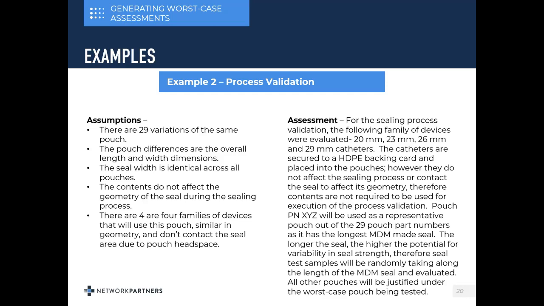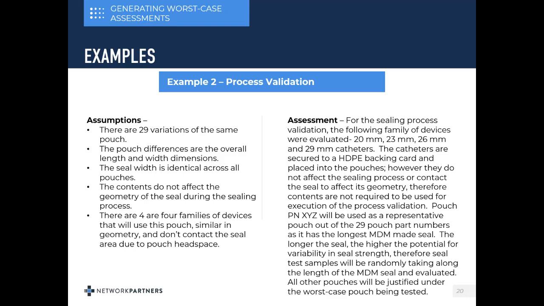So what's my assessment for this example? For the sealing process validation, the following family of devices were evaluated: a 20, 23, 26, 29mm catheter. Catheters are secured to an HDPE backing card and placed into the pouches. However, they do not affect the sealing process or contact the seal to affect its geometry. Therefore, the contents are not required to be used for the execution of this process validation. Again, this is where I would use a lot of pictures to show how it's processed and how it doesn't contact the seal, because there's a lot more headspace in that pouch.